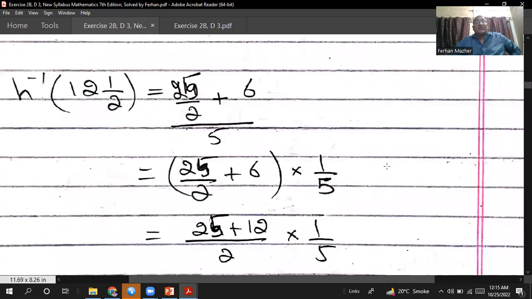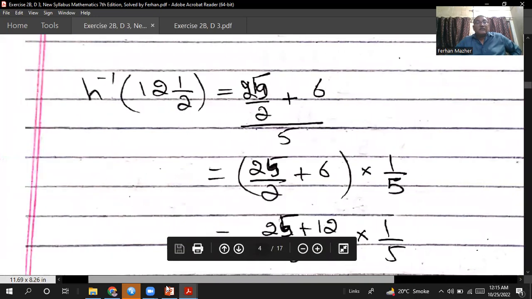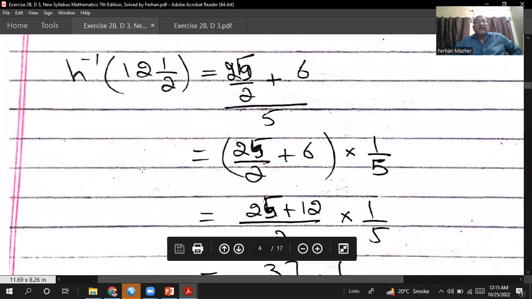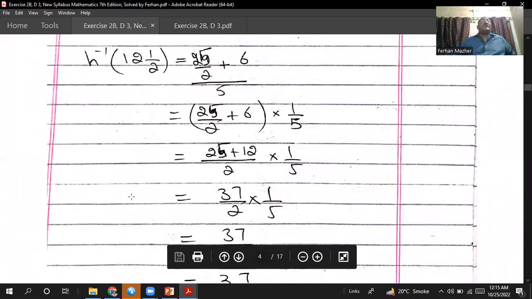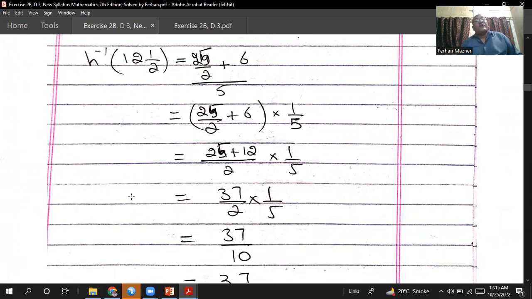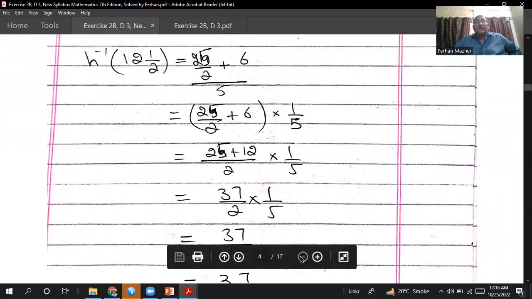And then they want us to find this part, and here we go. Let me reduce the size so you can see the whole thing. Okay, h inverse of 12 whole 1 by 2, which is 25 by 2. So it will be 25 by 2 plus 6, by 5. So this will be 25 by 2 plus 6 in the bracket, multiplied by 1 by 5. So I will take the LCM. So it will be 25 plus 12, the whole thing divided by 2, multiplied by 1 by 5. So that's 37 by 2, multiplied by 1 by 5. That's 37 by 10, which is 3 whole 7 by 10. So this is how you will do this question.